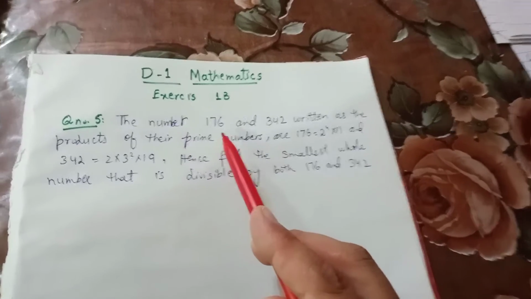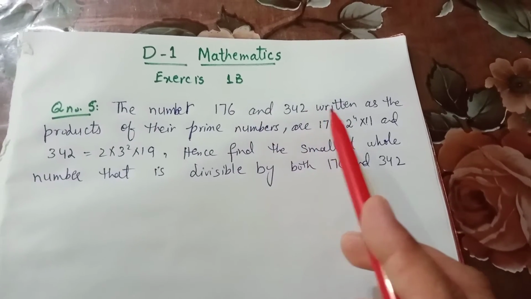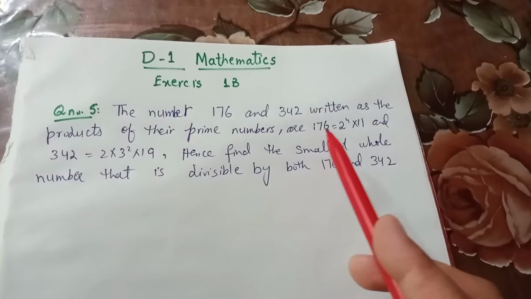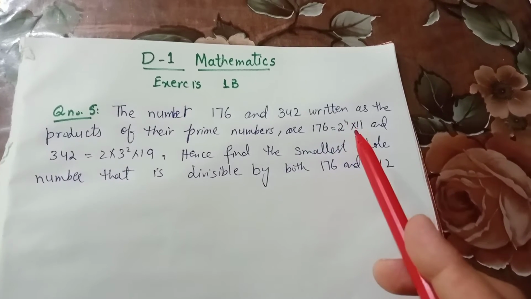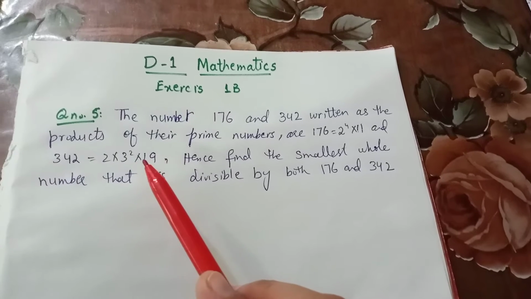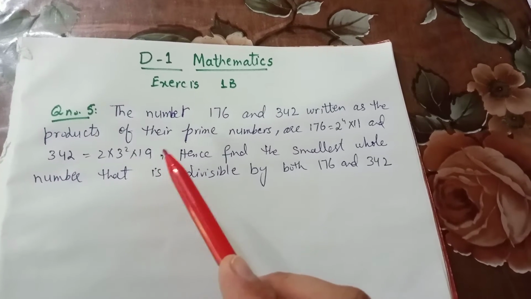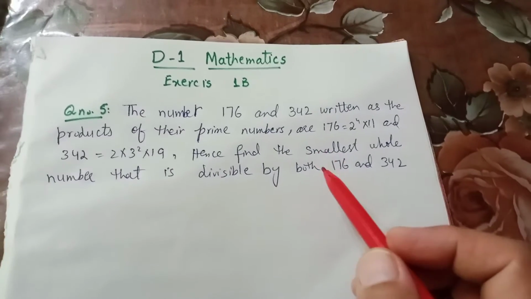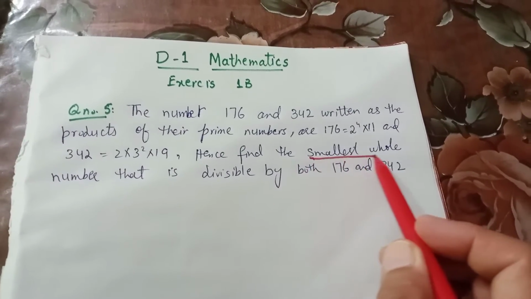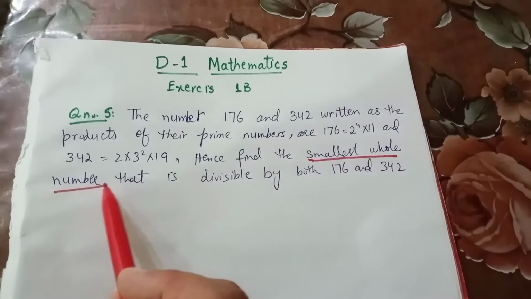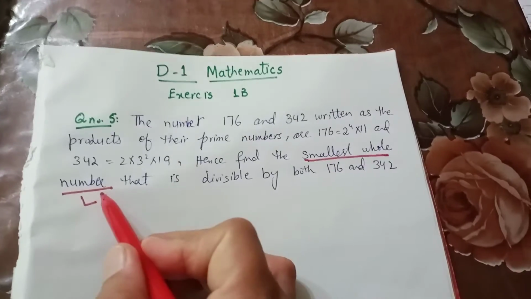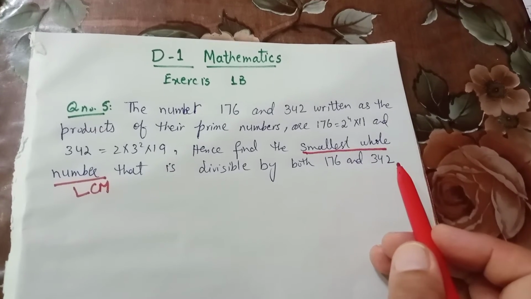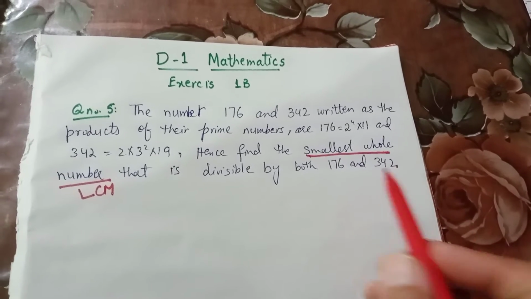The numbers 176 and 342 written as the product of their prime factors are: 176 is equal to 2 raised to power 4 into 11, and 342 is equal to 2 into 3 square into 19. Hence find the smallest whole number. Dear student, when we have to find the smallest whole number, we have to find LCM, that is divisible by both 176 and 342. Let's start the solution.